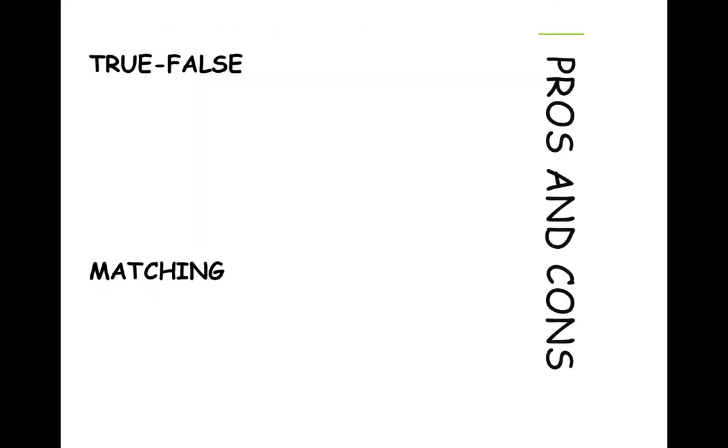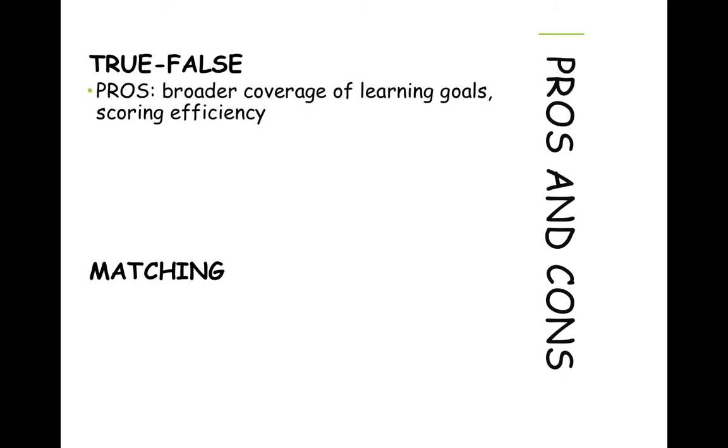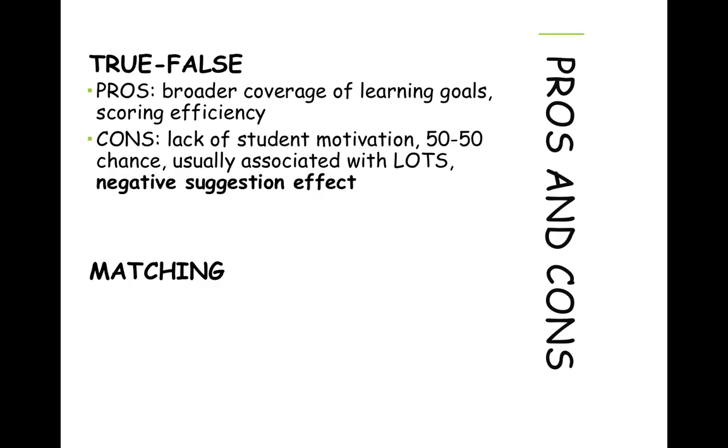Okay, so a couple more pros and cons. True, false, again, broader coverage of those learning goals, really easy to score. Cons, lack of motivation, right? It can get pretty boring. There's a 50-50 chance. It's usually a lot of lower order thinking. And something interesting that also happens with a true-false question is what we call the negative suggestion effect.